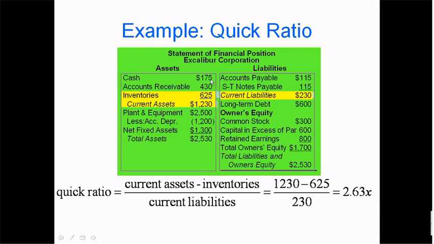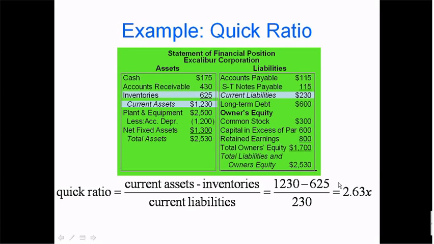Are these enough to pay off the current liabilities of the firm? So 175 and 430. Okay, so it's the same as 1230 minus 625. So we divide by the current liabilities, 230. We find that the answer that we get is 2.63 times.